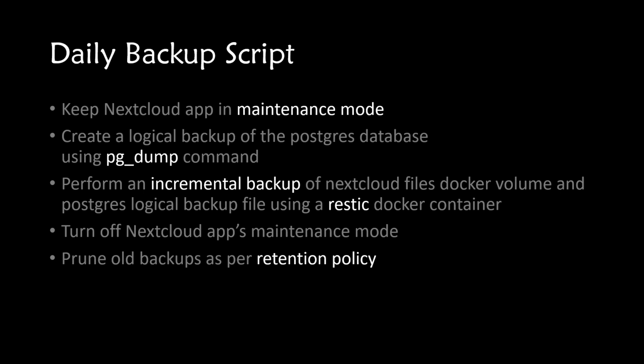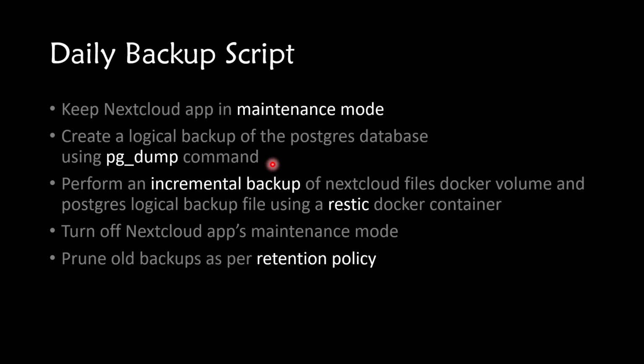Alright, let's implement the backup architecture. We are going to create a daily backup script which will do the following. We will keep the Nextcloud app in maintenance mode, because using this Nextcloud will not accept any data modifications, and now we will be ready to do the backup. Next, we create a logical backup of the Postgres database using the pg_dump command. This will create a dump file. So now we have Nextcloud in maintenance mode, the files are ready in the volume, and we have the pg_dump file ready for the logical backup of the database.